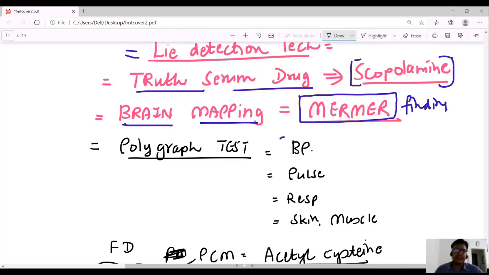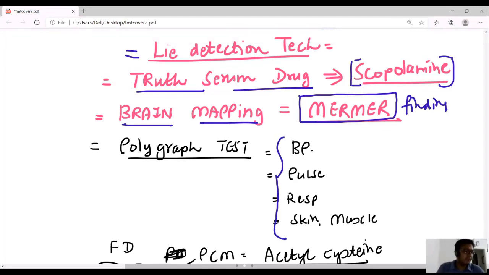In the polygraph test, we detect a few things. These are blood pressure, pulse, respiration, and skin and muscle movement. This is known as polygraph.